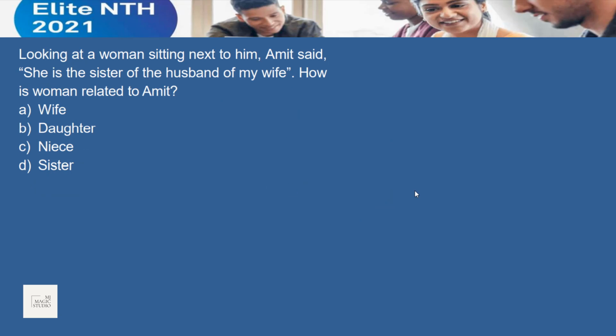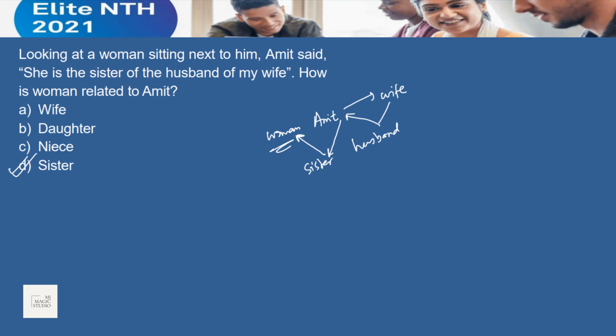Option B. Looking at the woman sitting next to him, we have Amit and a woman sitting next to him. Amit said, she is the sister of the husband of Amit's wife. Amit's wife's husband is Amit himself. So Amit's sister is the actual woman sitting beside Amit, isn't it? So how is the woman related to Amit?